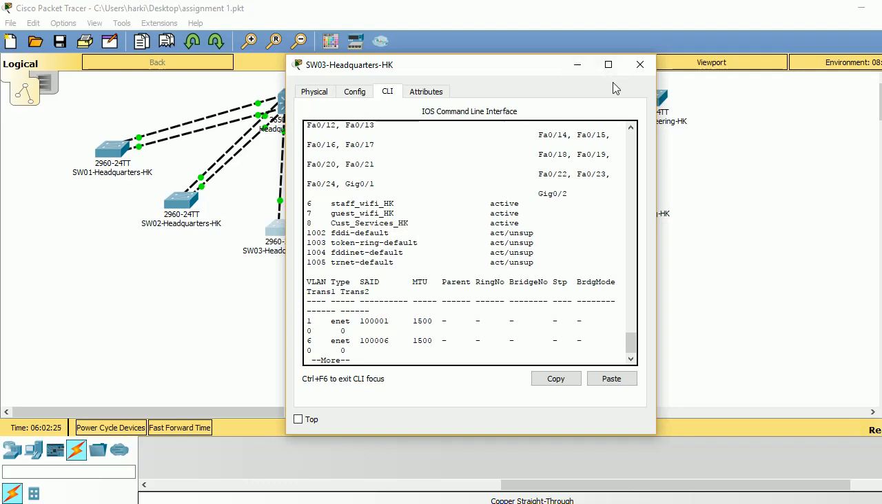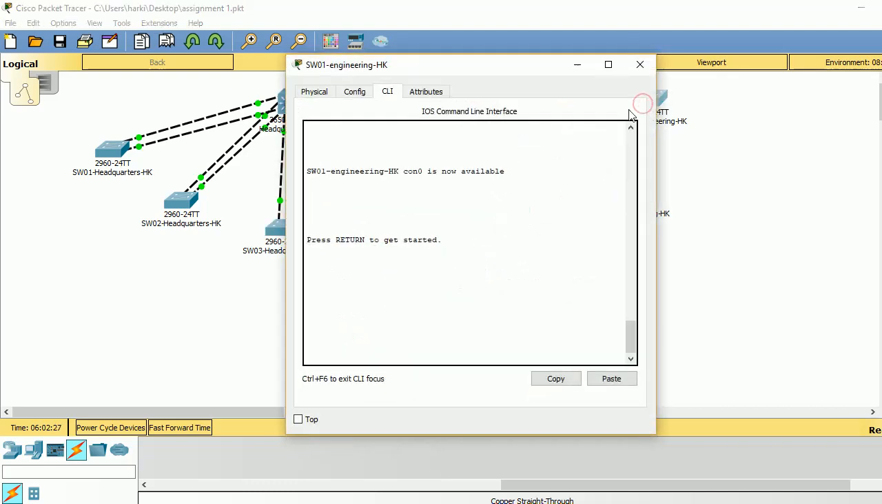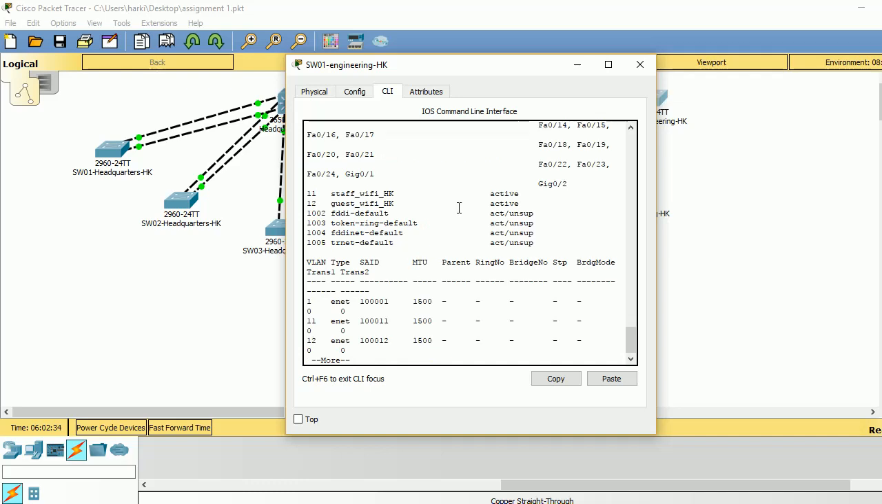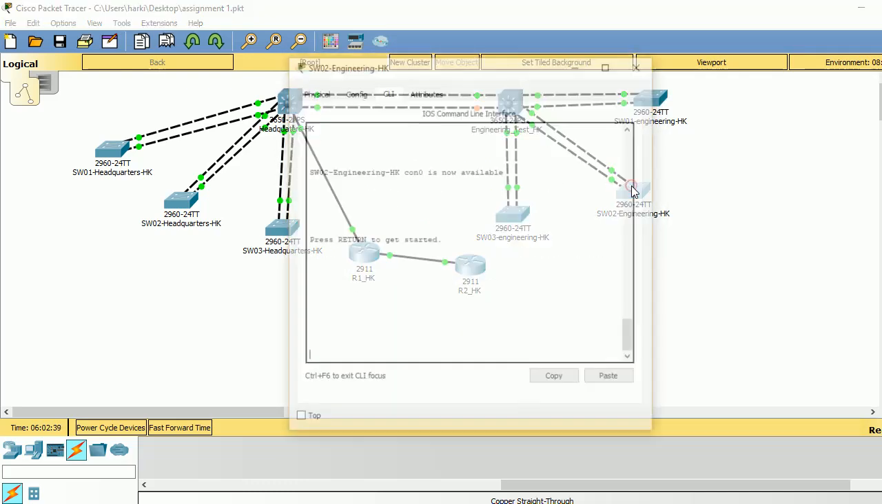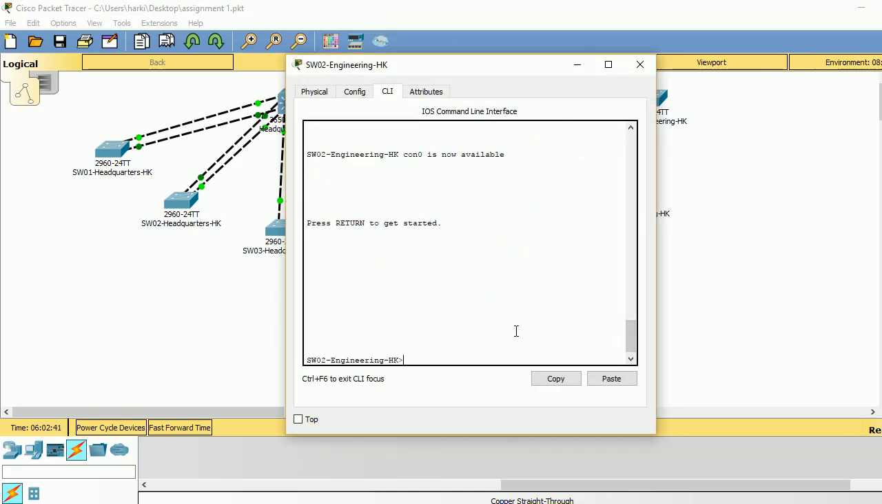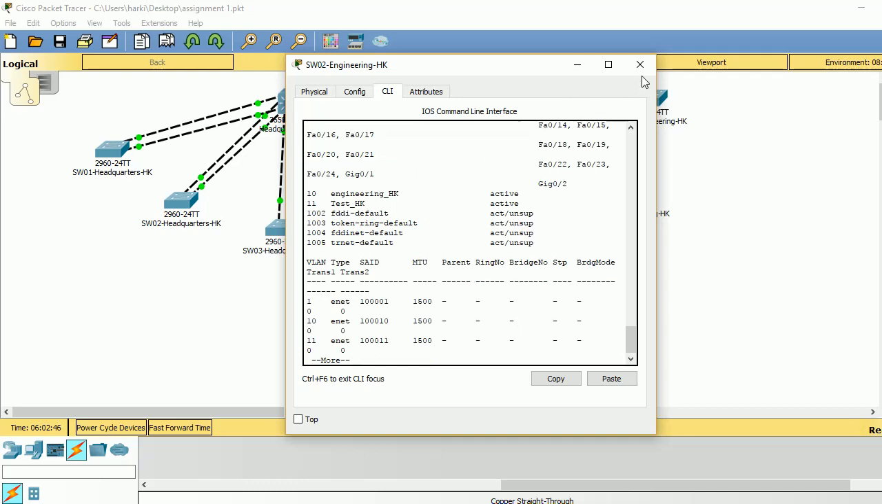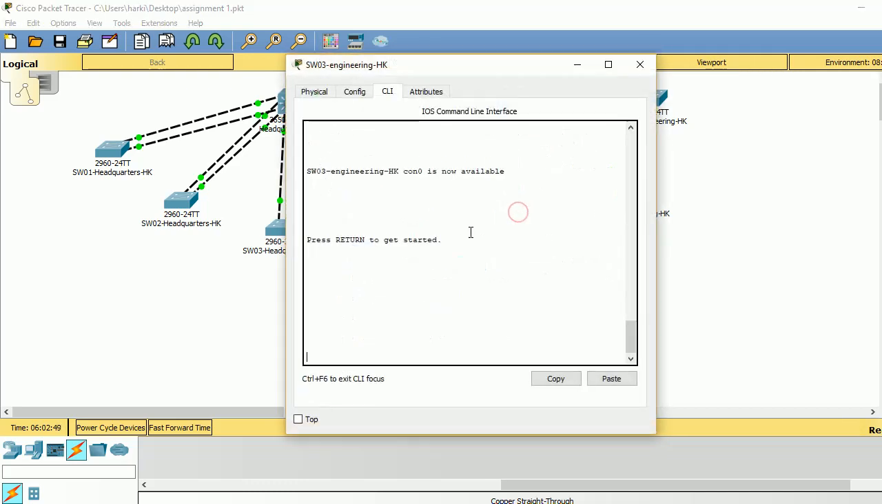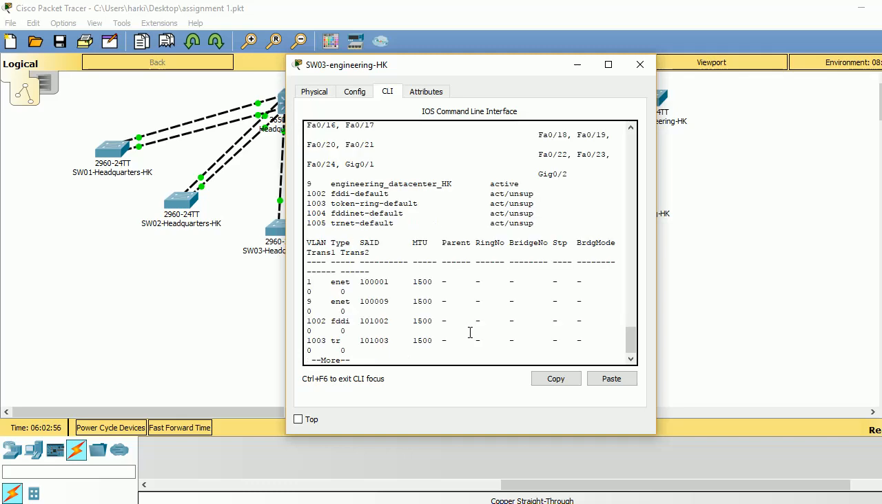These are my initials, HK, and this was the case with other switches also. This had staff Wi-Fi and guest Wi-Fi. All the VLANs had my initials at the end for uniqueness. This had engineering and test, and the last switch had engineering data center. Engineering data center, as you can see.